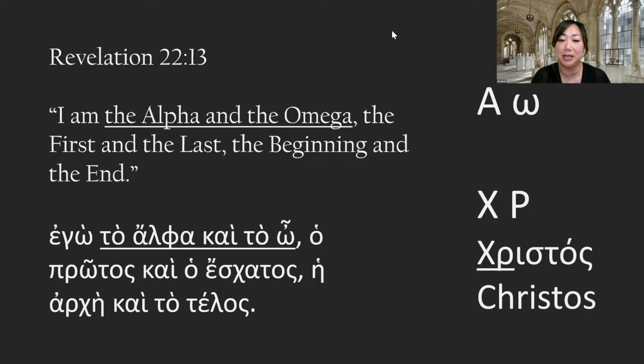It looks like an X and a P in English. Those are the first two letters for the Greek word Christos, which is, of course, where we have the translation into Christ. So we'll have the symbol of Christ, the chi and the rho, and you'll see that in just a second, flanked by the alpha and the omega.